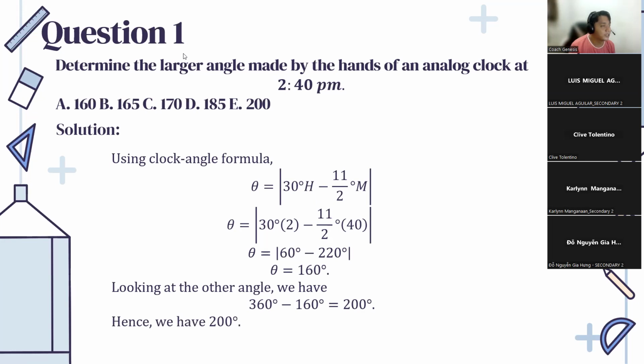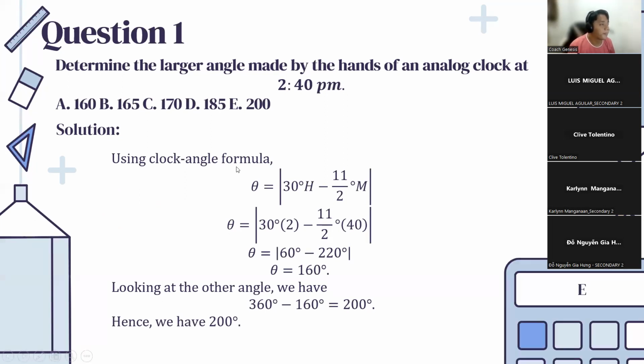So if you were to draw this, something along like this, I think, something like that. So this will be our 160 and this will be our 200. Okay. So we have two angles. Next one.